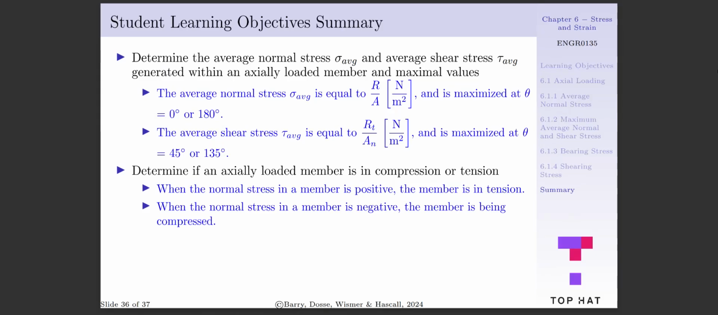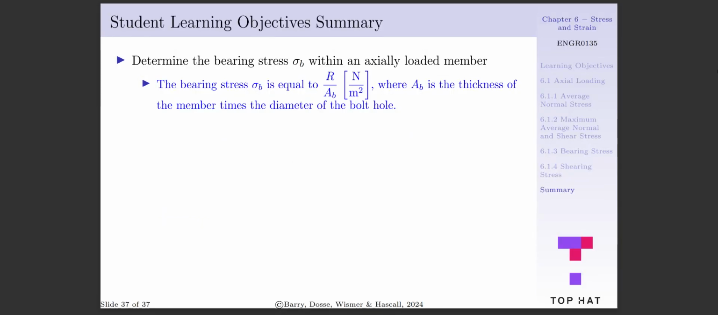To determine if an axially loaded member is in tension or compression, we found that when the average normal stress in a member is positive, the member is in tension, and when the average normal stress is negative, the member is being compressed. To determine the bearing stress in an axially loaded member, we divide the force by the bearing area, which is the thickness of the member times the diameter of the bolt hole.